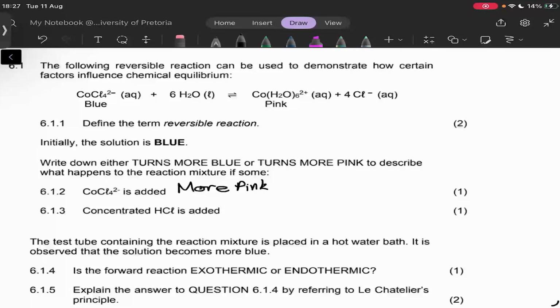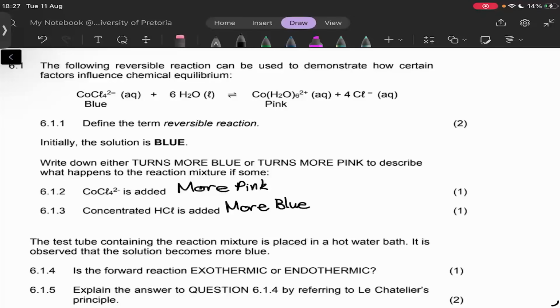And now the next question asks us, what happens if we add concentrated HCl, hydrochloric acid? Does it turn our solution more blue or does it turn our solution more pink? So the next question, if we add concentrated HCl, does it turn it more blue or more pink? The answers are rolling in. Yes, it turns it more blue.